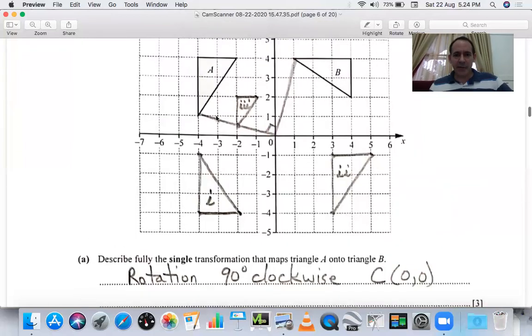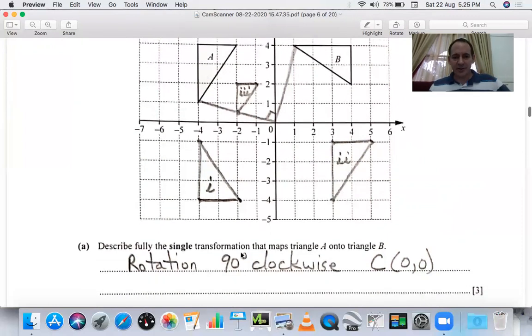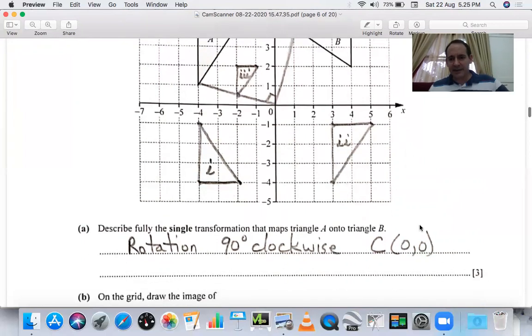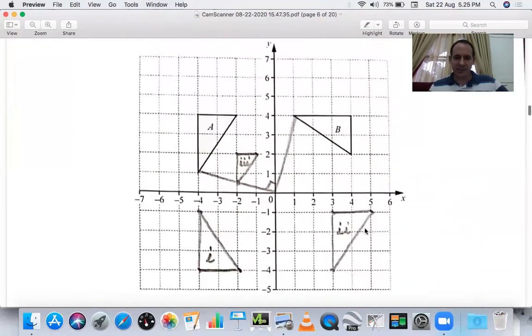Then you need to put how far it's rotated. It's rotated 90 degrees to the right, which would be clockwise. If it's 90 degrees to the left, you put counterclockwise or anti-clockwise. And so this is a 90 degrees clockwise with the clock. And then you need to put the center of rotation.